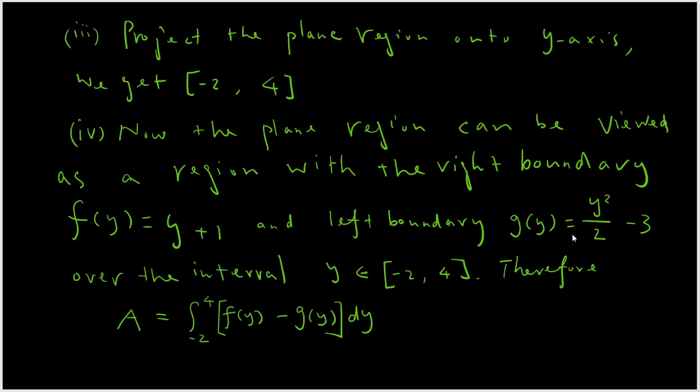And then we plug in functions from -2 to 4. F of y is y plus 1. G of y is half of y squared minus 3. dy. The integral is super easy to evaluate. Essentially, the integrand is a polynomial of y. I will stop here.